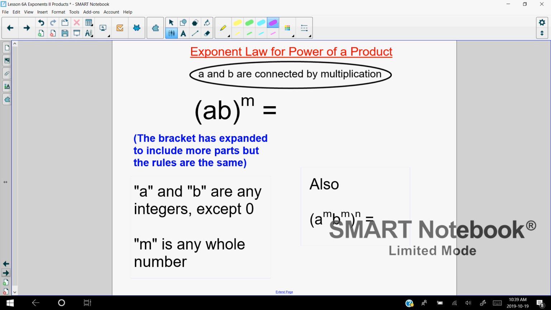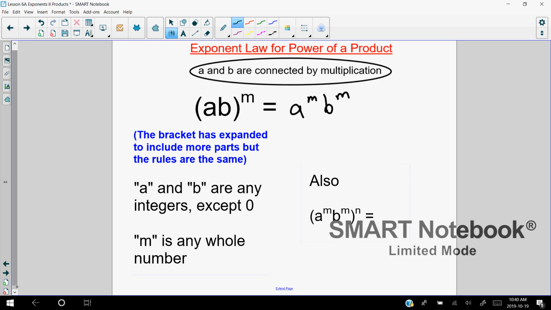Okay, so any type of exponent law that has variables inside, we can use this to apply it to. So this one, a times b to the power of m becomes a to the m times b to the m. So the bracket has expanded to include more parts, but the rules are the same. So everything inside the brackets needs to be raised to the power of m.